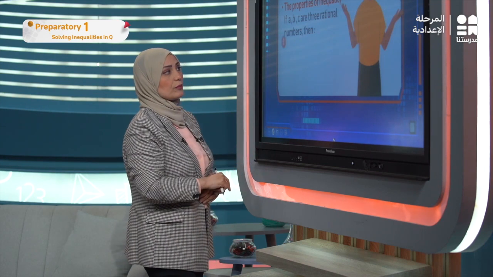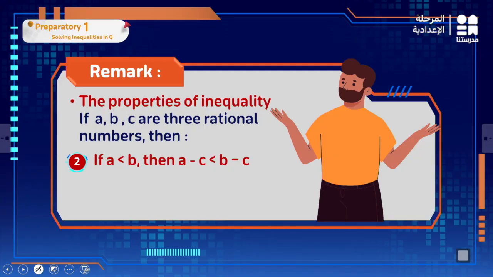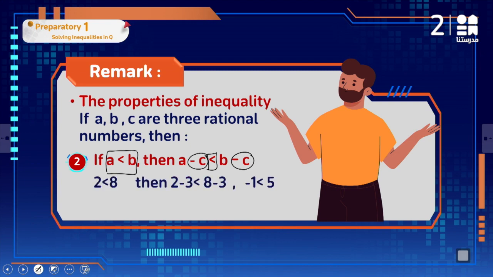Number 2. We start with A less than B. And when we subtract any number from both sides, we have the same inequality sign, less. So for example, 2 is less than 8. We are going to subtract 3 from both sides. 2 minus 3 is -1, and 8 minus 3 is 5. And as you can see here, of course, -1 is less than 5 because any negative number is less than any positive number. So we start with less, and also we got less.